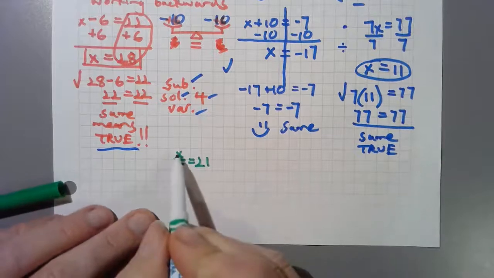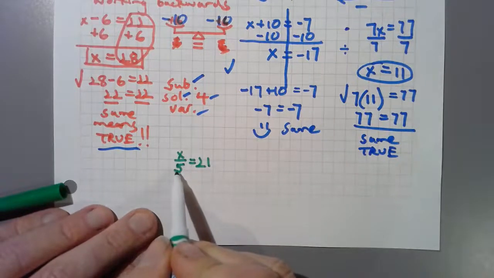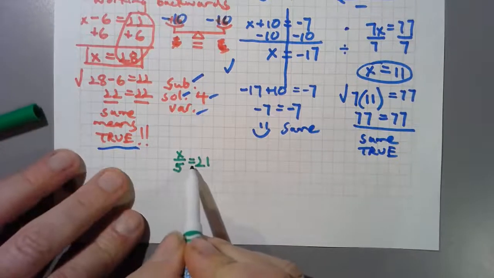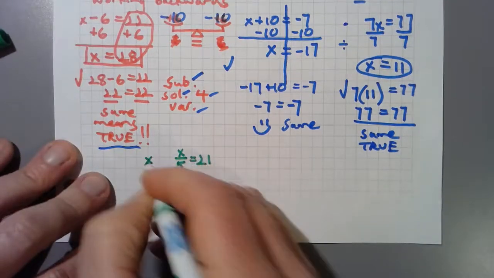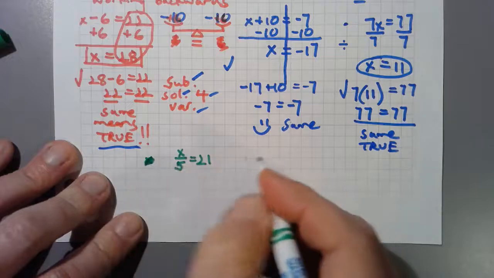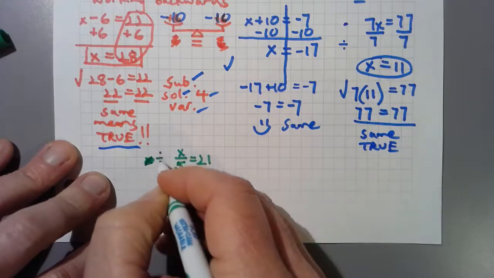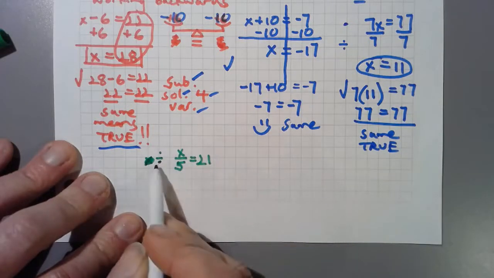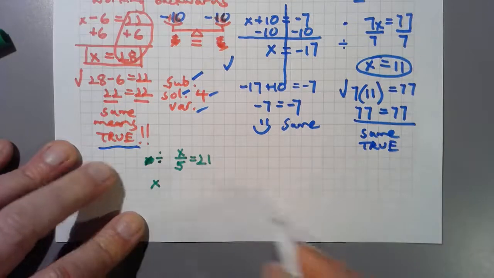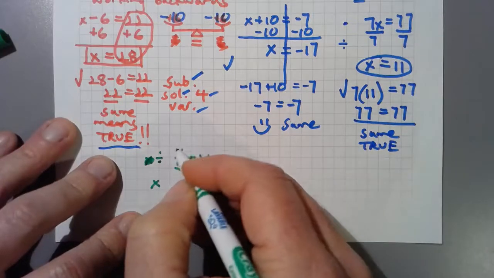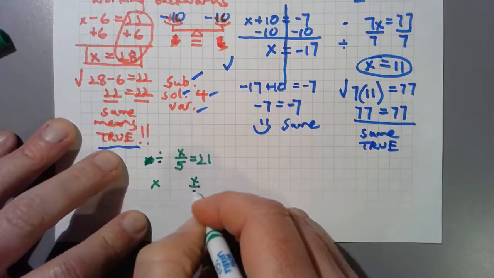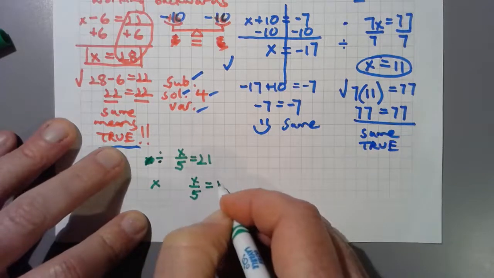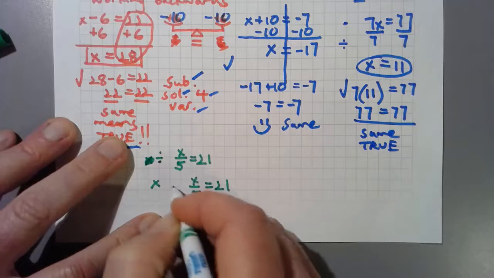Okay? Some number divided by 5 equals 21. So since we're multiplying, wrong. Since we're dividing, we're going to multiply. We're going to multiply both sides by the denominator in this case.